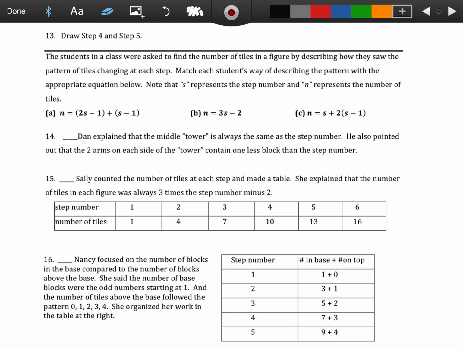Let's see what Dan's up to. Dan explained that the middle tower is always the same as the step number. He also pointed out that the two arms on each side of the tower contain one less block than the step number. Okay, so I'm going to underline what I think is important. So we're seeing a middle tower is the same as the step number, and that the two arms on one side of the tower contain one less block than the step number. So let's try and draw this middle tower.